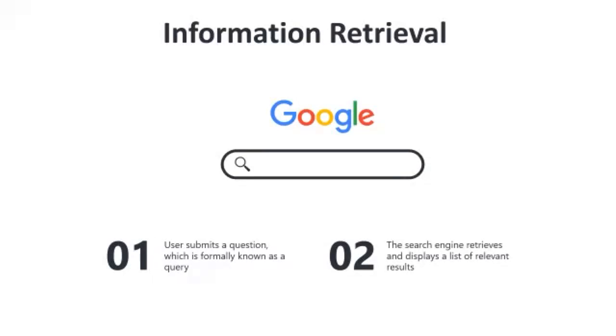To begin with, it is important to understand what information retrieval is. Well, in essence, web search engines like Google perform information retrieval. As a user, you submit your question, which is technically known as a query, and in less than a second, you will receive a list of relevant results. Simple enough, but for the purpose of this work, we need to take a closer look at how these search engines actually work.